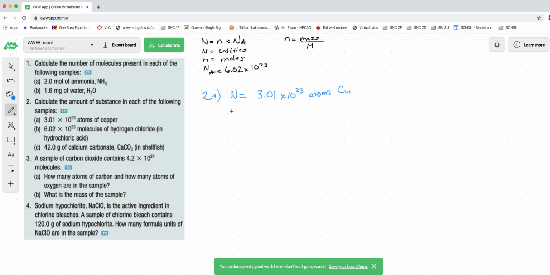And it says calculate the amount. So remember, amount in your book means moles. So we don't know moles. So of course, we're going to use this equation here. And again, I like to rearrange before I plug and chug. So I need to isolate for moles here. So I'm going to divide both sides by Na. So that gets rid of that, and then divide it over here as well. And I'm left with moles equals entities over Avogadro's number, which we know we always have.